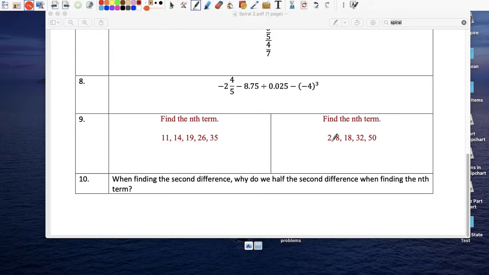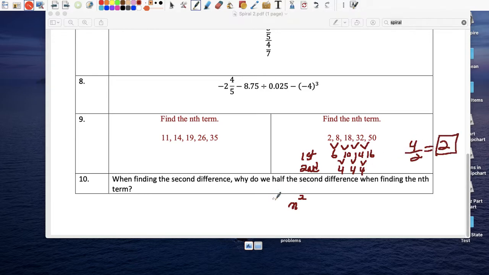Let's try the next one. First difference: plus 6, plus 10, plus 14, plus 16. So that's not linear. There's a quadratic sequence in there. So we'll take the second difference. Looks like it's plus 4, plus 4, plus 4. Take that 4 divided by 2. Our coefficient is 2. So over here, I'm going to put 2n squared. That's our first step.